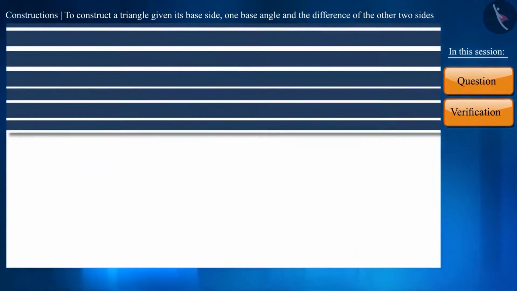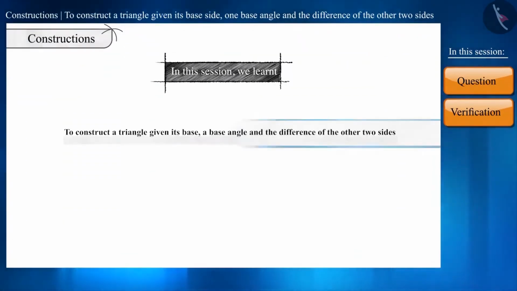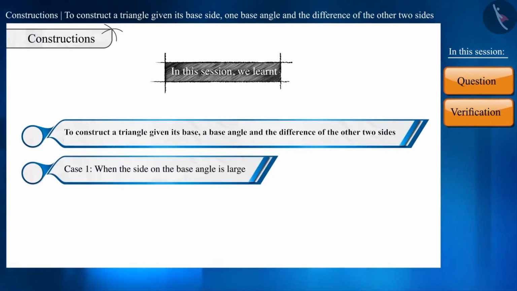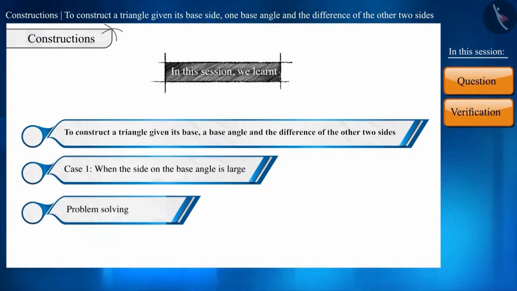With this, our video comes to an end. In this video, we learned a question related to the construction of a triangle, whose base side, one base angle and the difference of the other two sides is given. See you in the next video with more constructions of a triangle. Thank you.